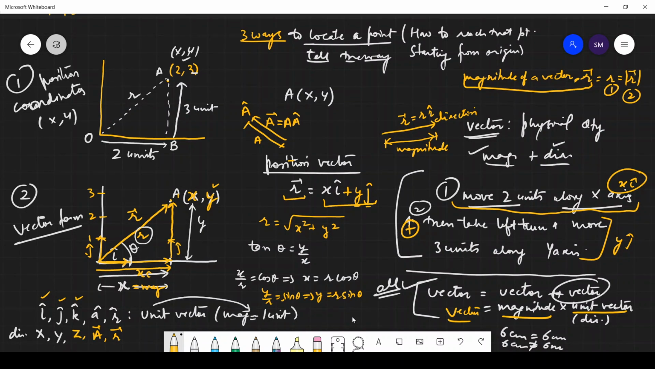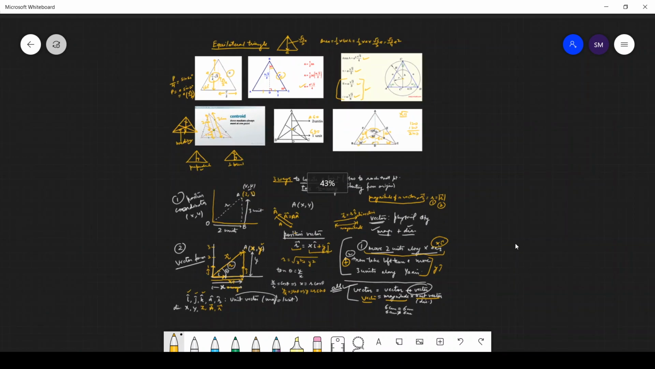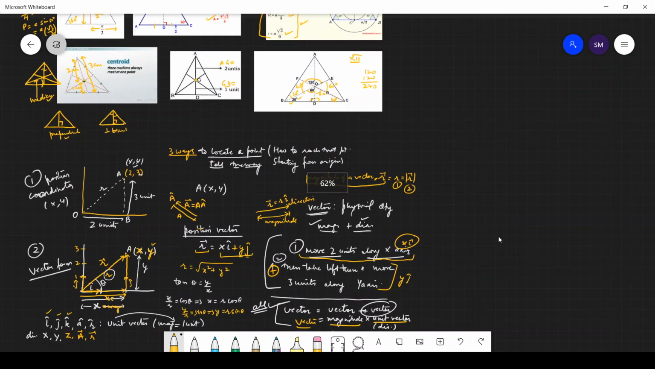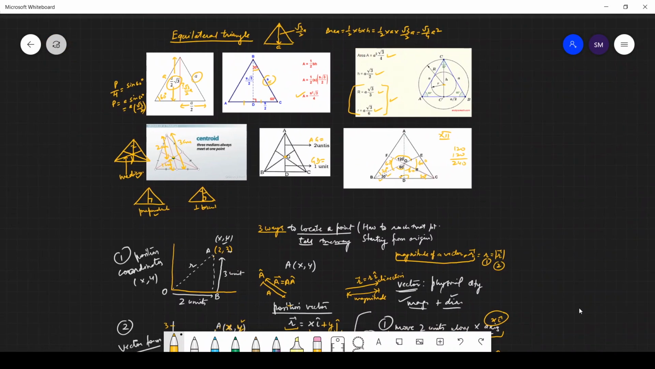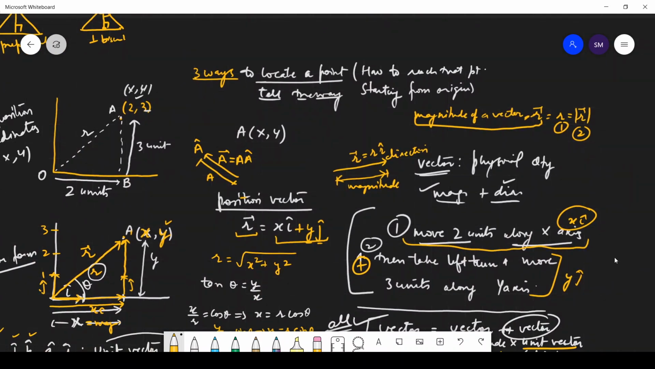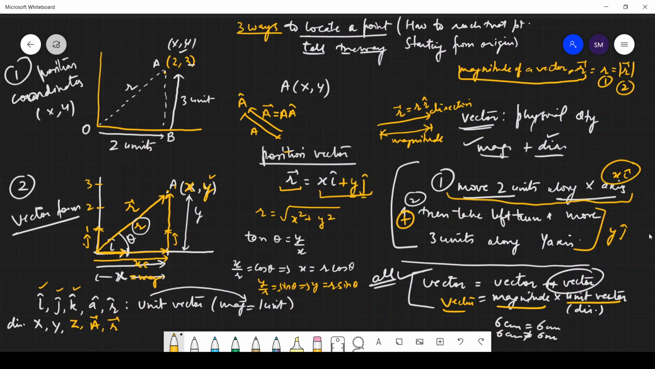The third way is polar coordinates. You have studied it in maths? Polar coordinates, r theta? You have done the chapter. The third way is like r theta. How will you reach this point? So the third way is the polar coordinate form.